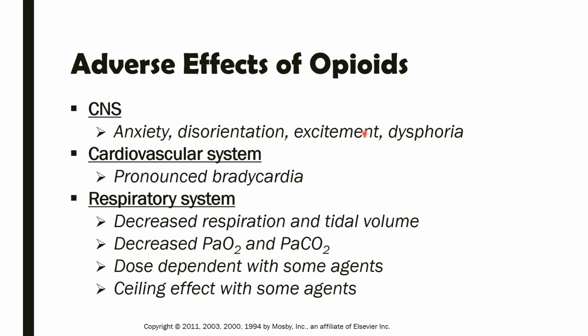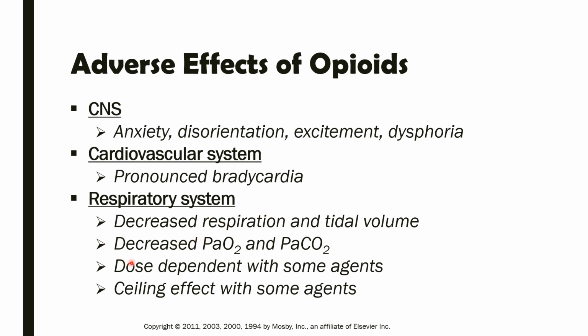We also have effects on the cardiovascular system. Again, it can produce pronounced bradycardia. For the respiratory system, there is also a decreased respiration and tidal volume. We also have a decrease in the partial pressure of oxygen and carbon dioxide. So for this parameter, we have to particularly monitor the blood gases for patients under anesthesia with opioids.